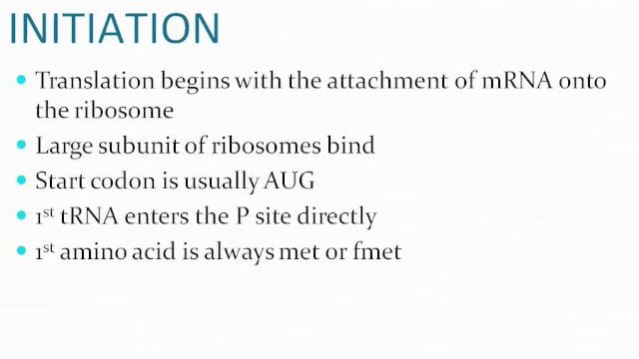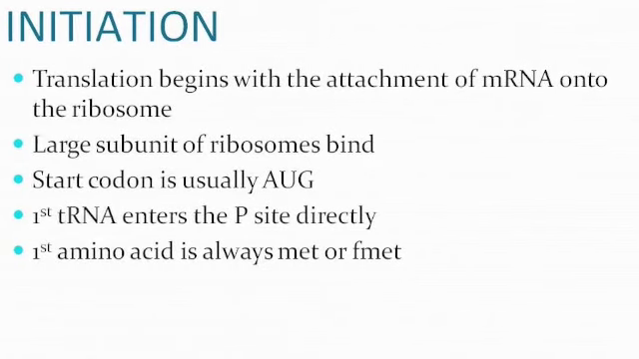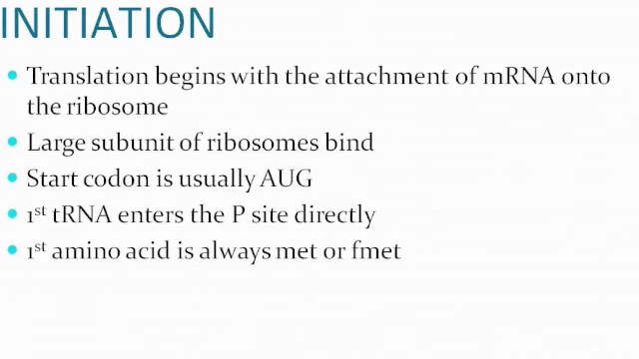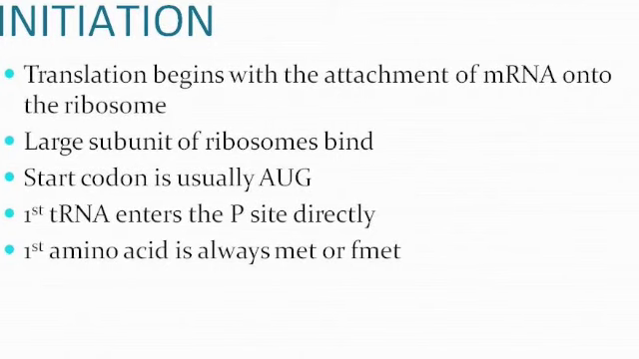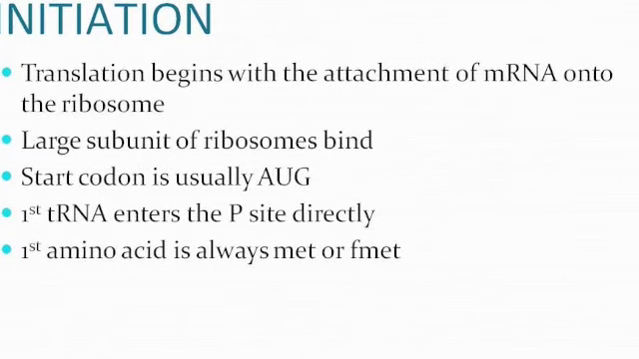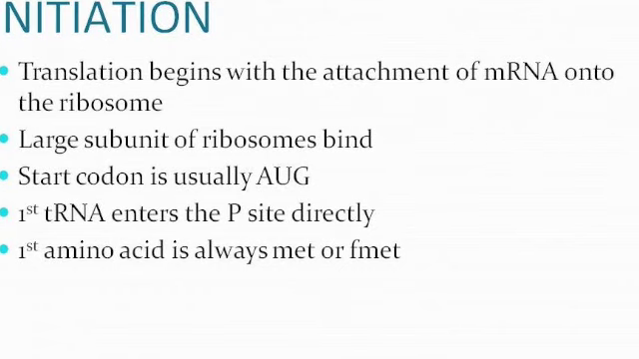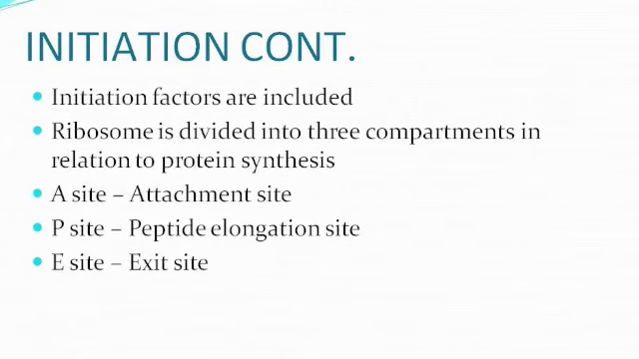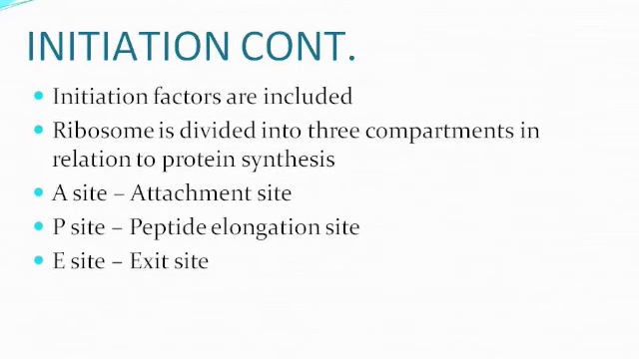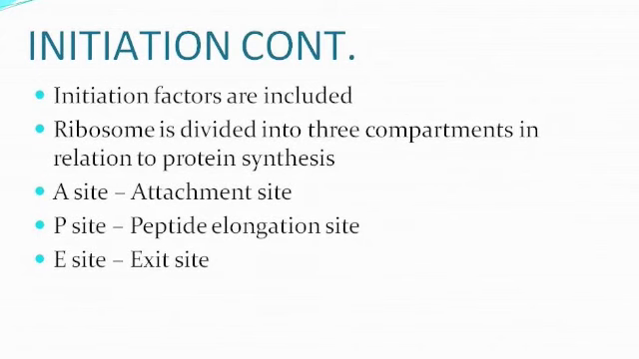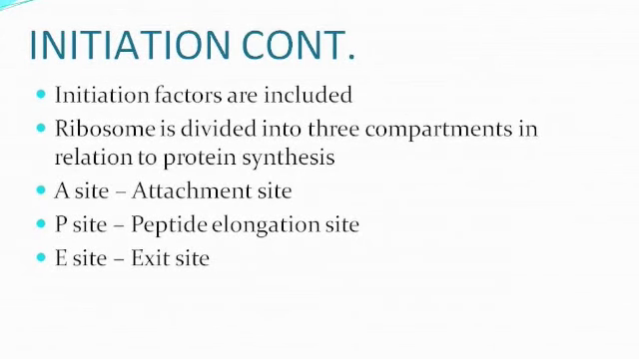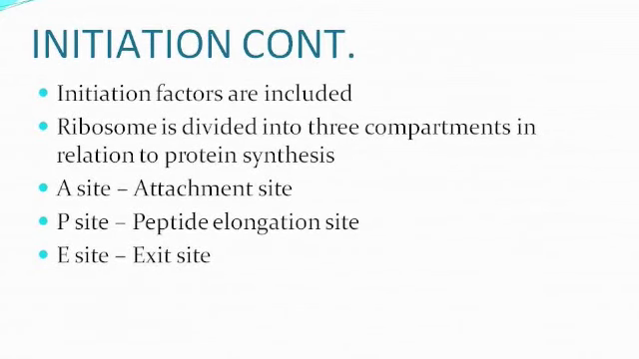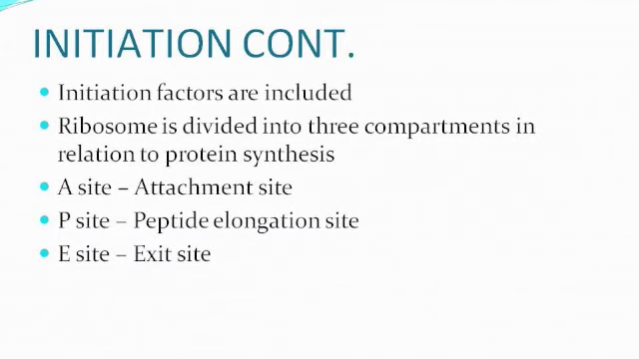The actual synthesis itself is brought on by the start codon AUG being met by an initiating tRNA complementary to that codon. This tRNA molecule enters directly onto the P site of the ribosome. The first amino acid is always methionine. Furthermore, initiation factors play an important role in the first stage of translation. These factors are a set of proteins that facilitate the events that occur in initiation. The ribosome itself is divided into three compartments: the A site, the P site, and the E site.